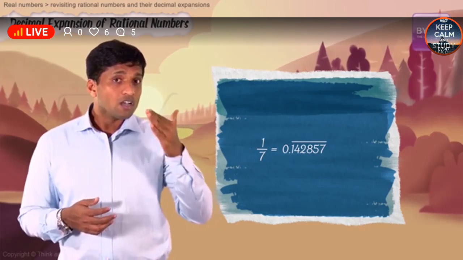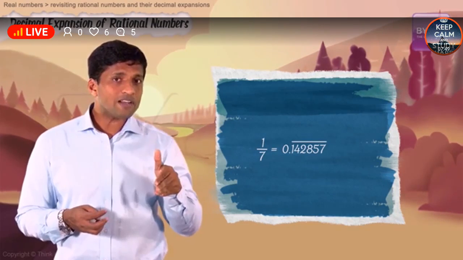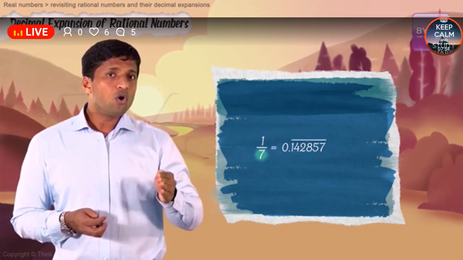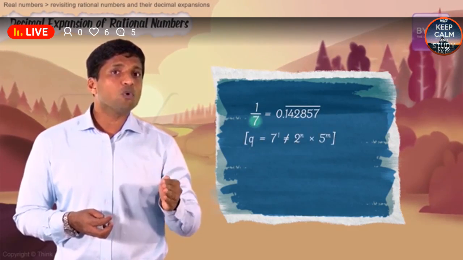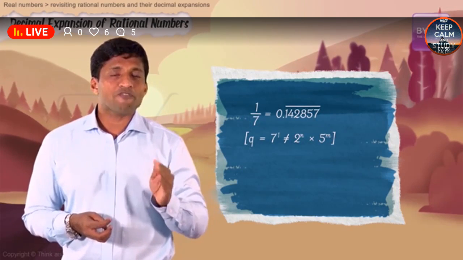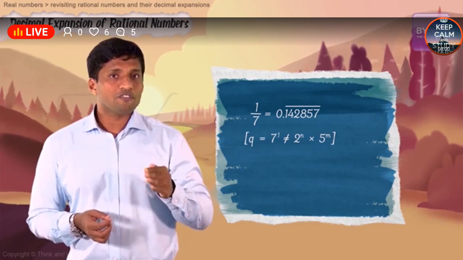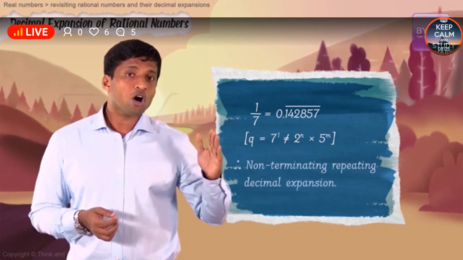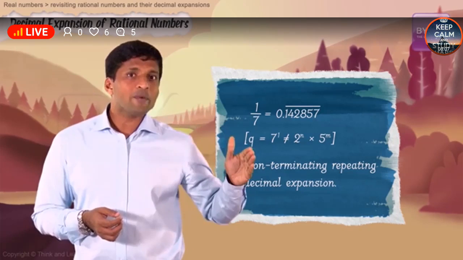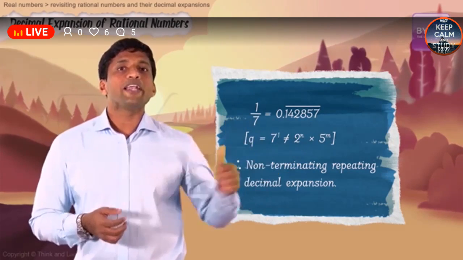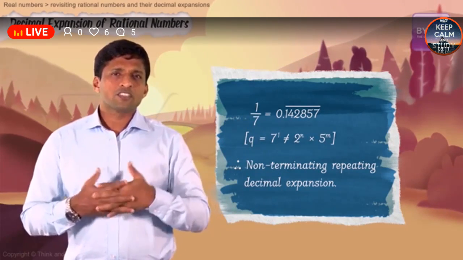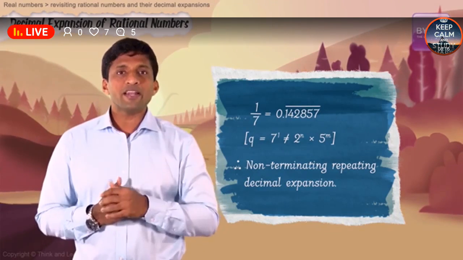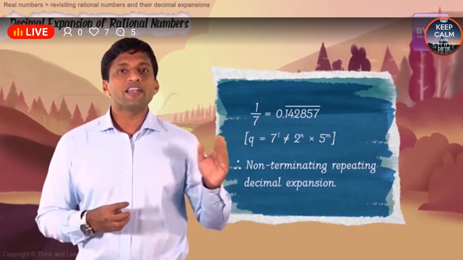Here, 1 by 7, if I compare it with P by Q, Q is not of the form 2 raised to n into 5 raised to m. The prime factorized form is not of the form 2 raised to n into 5 raised to m. That is why this is non-terminating and repeating. So it's very easy to understand when it's terminating and when it's non-terminating, repeating.